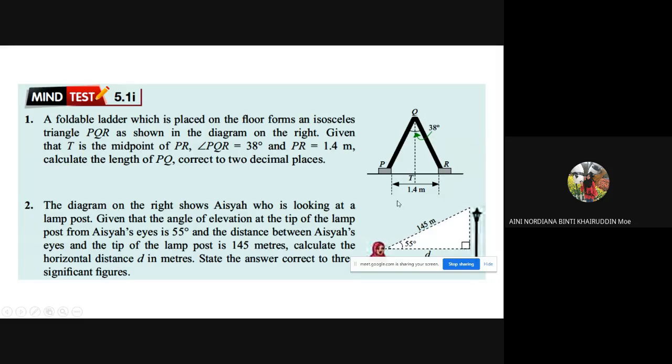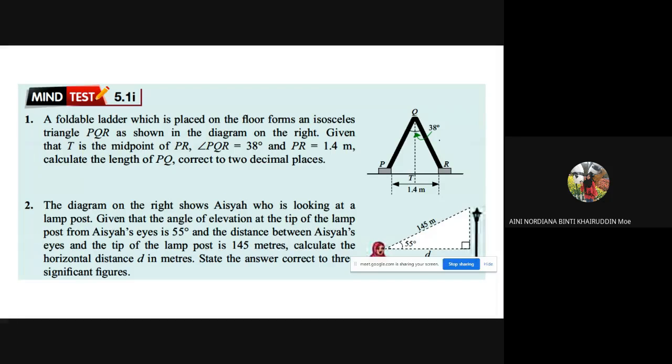Everything is already in the diagram. If not, you write it. Okay. Calculate the length of PQ. So this is the question. We want to calculate the length of PQ.